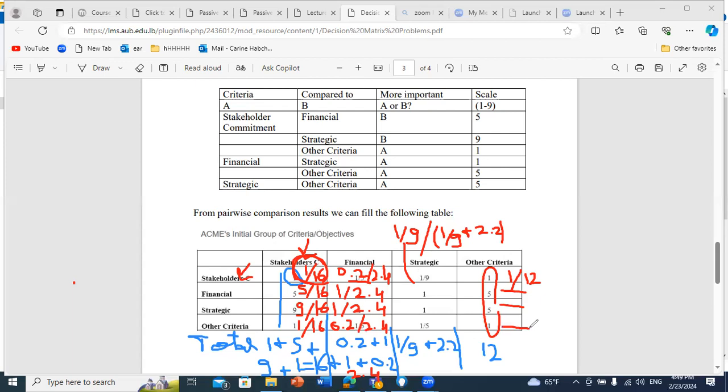And to make sure that your calculation is right, that you don't have any calculation error, if you sum the weights for all criteria, you should have a total of 100%. Okay, so let us see in detail how they did the calculation.